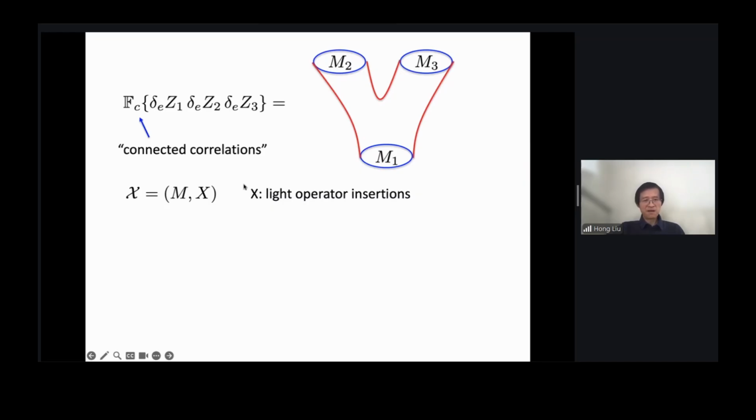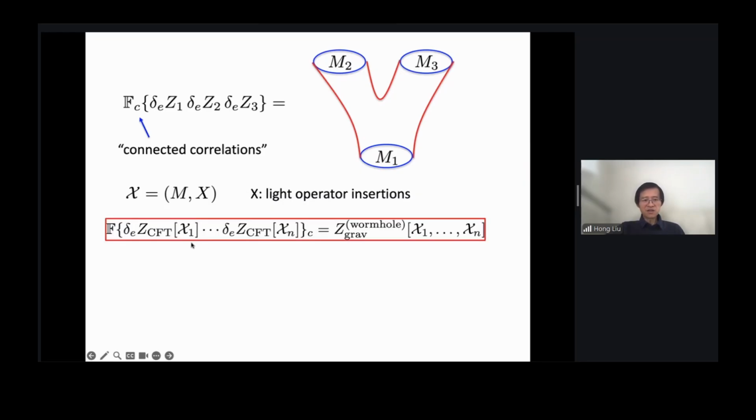Now your CFT partition function, of course, depends on this full data, script X, which includes both the manifold and the operator insertions. And now you can generalize to an arbitrary number of products. For example, the connected n-product correlations on the CFT side should be related to the connected wormhole between these n different boundaries.